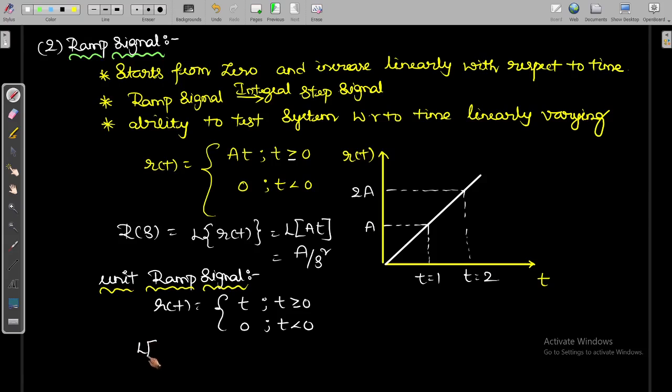So what is the Laplace transform of this unit ramp signal? That will become R of s, the Laplace transform of t, which is 1 by s squared. So this is the Laplace transform of the unit ramp signal, which we are going to use frequently. Here the A value you are going to get is 1 for the unit ramp signal. So this is the information about the ramp signal.